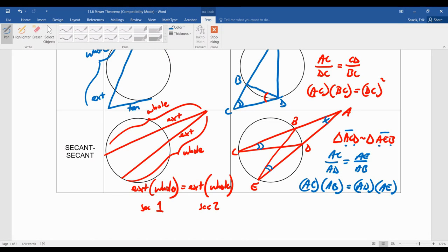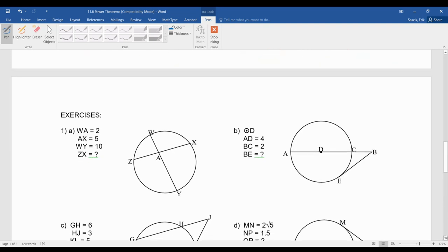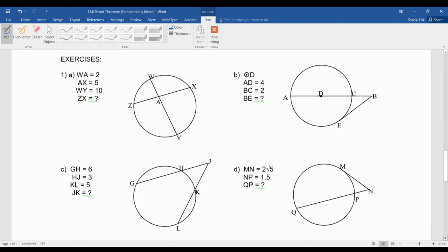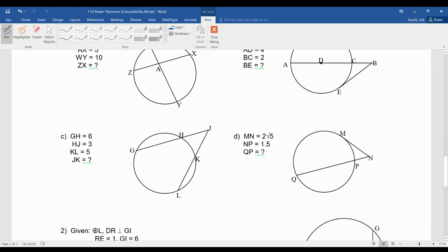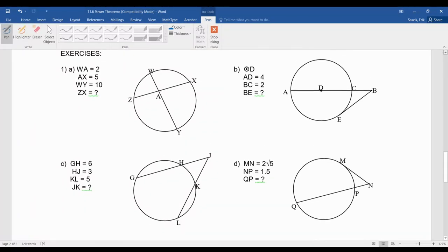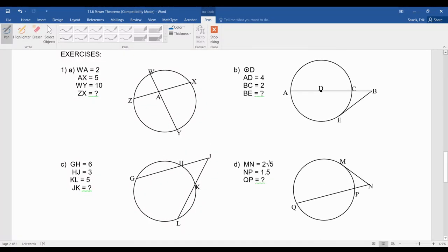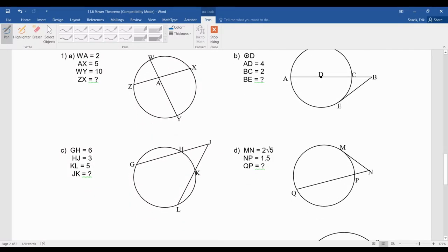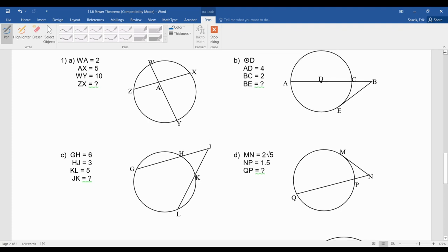So you got three power theorems. Chord: part times part equals part times part. You have tangent secant, with the tangent part squared equals the external times the whole. And then you have secant, which is, of course, external times the whole equals external times the whole. Most of these problems back here are pretty straightforward. And you can certainly try to do some of these yourself here. Maybe pause this right now, do these top four, A, B, C, and D, but these won't take you long at all. And I'll talk through them here in just a second.